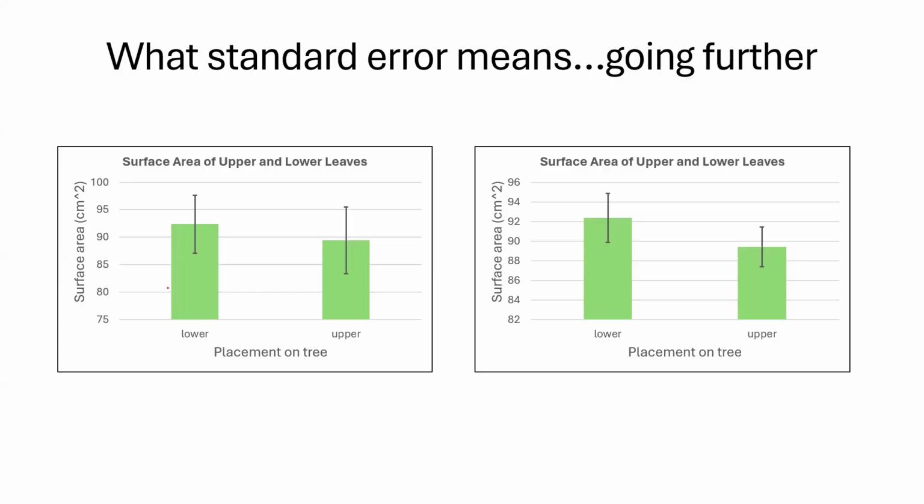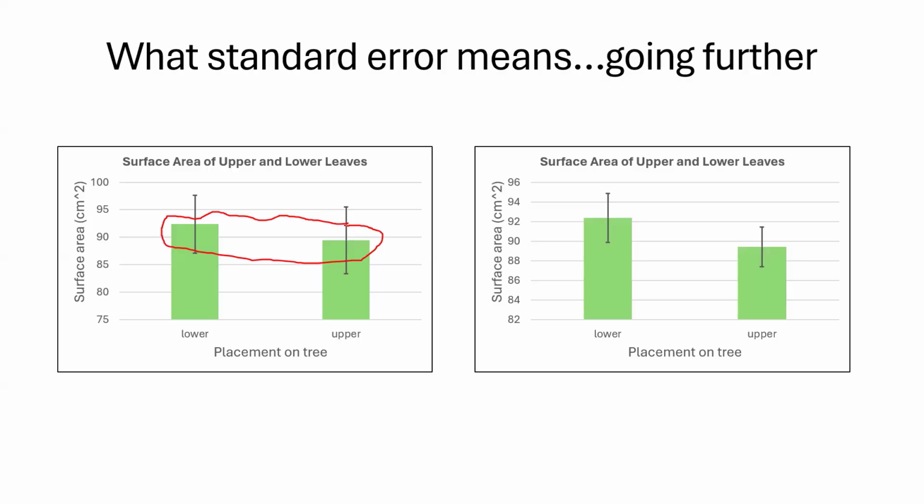In this first graph, what we see is these error bars completely overlap each other and overlap the means of the other bar. So this upper here overlaps with this mean here, right? There's complete and total overlap of bars and means. That means that this difference is not significant.